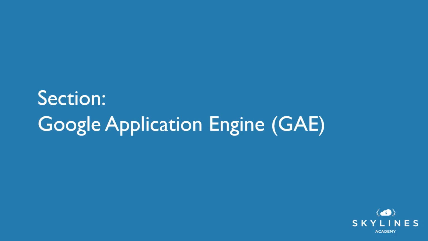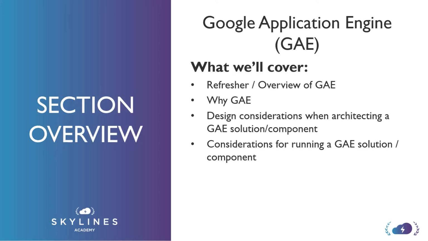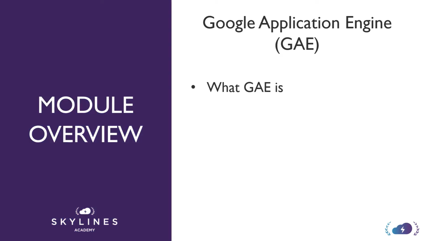Welcome back. In this section, we're going to cover the Google App Engine, known as GAE. We're going to cover a quick refresher and overview of what GAE is. We're going to cover why you would use GAE, the design considerations that you need to look at when you're architecting a GAE solution or component, and the considerations you want to take into account when running a GAE solution. So, straight into the overview.